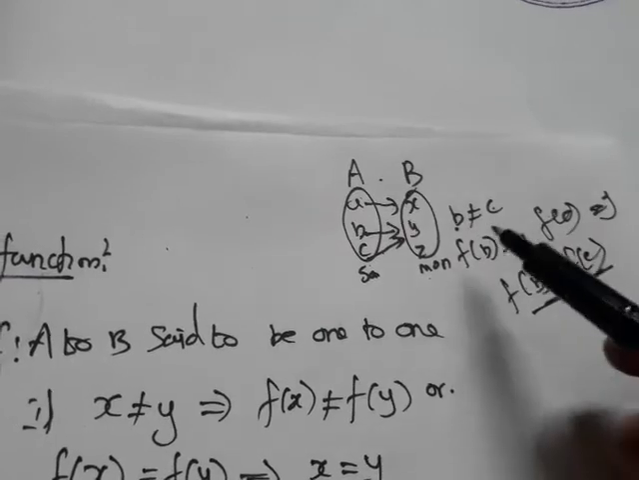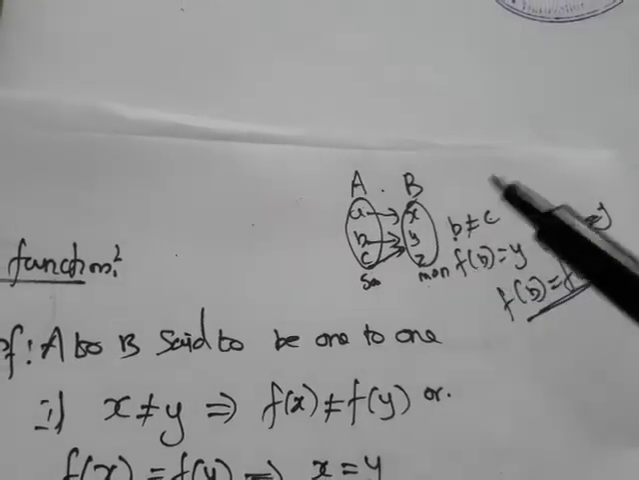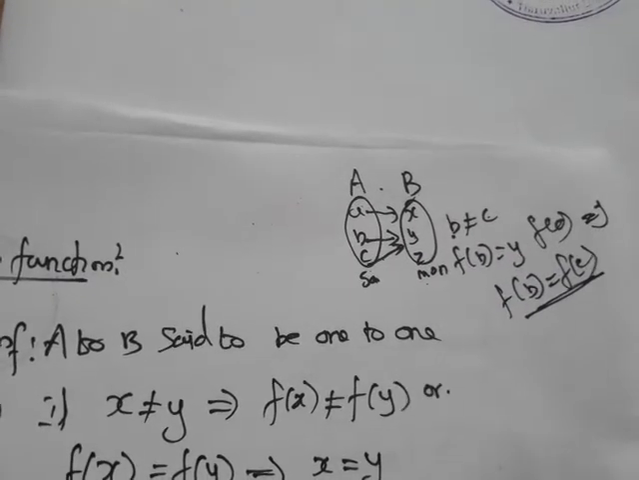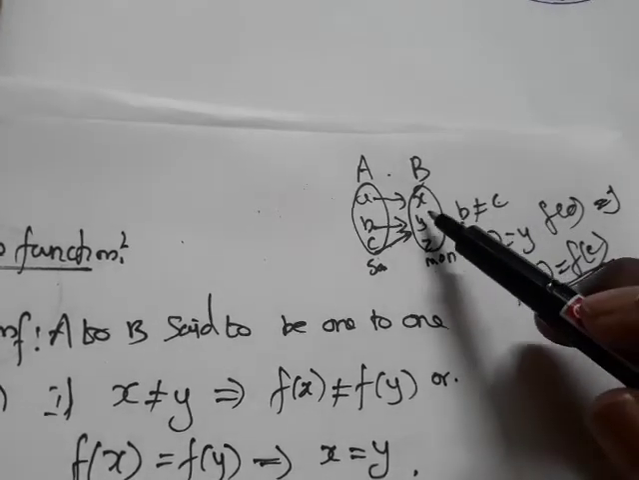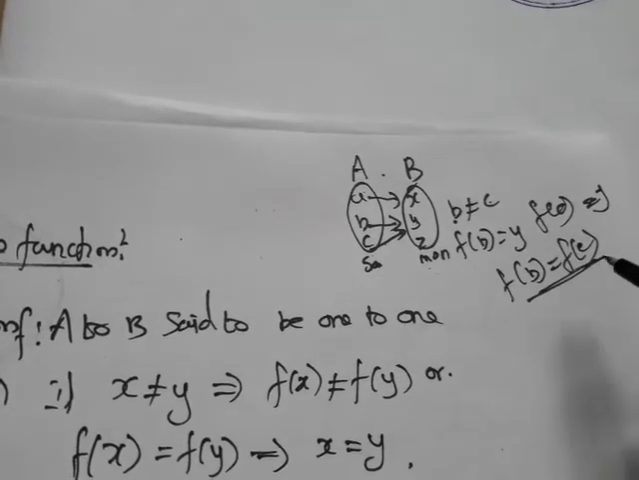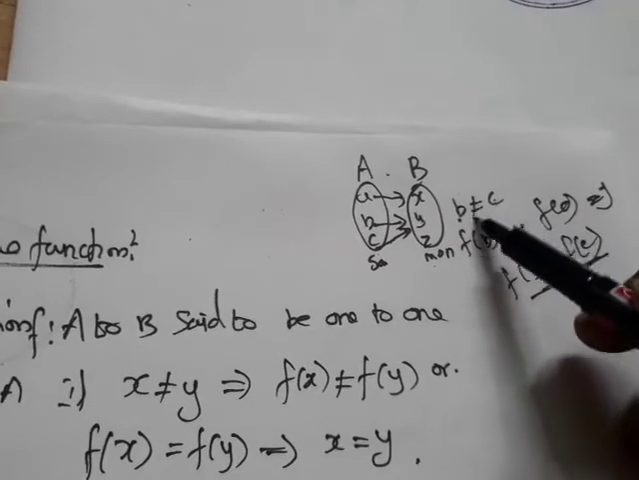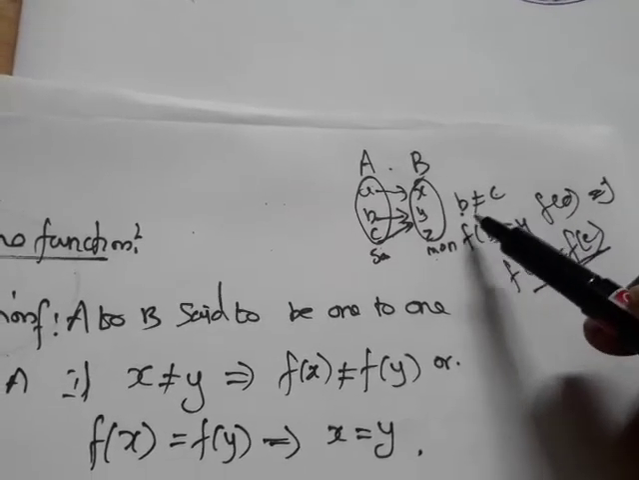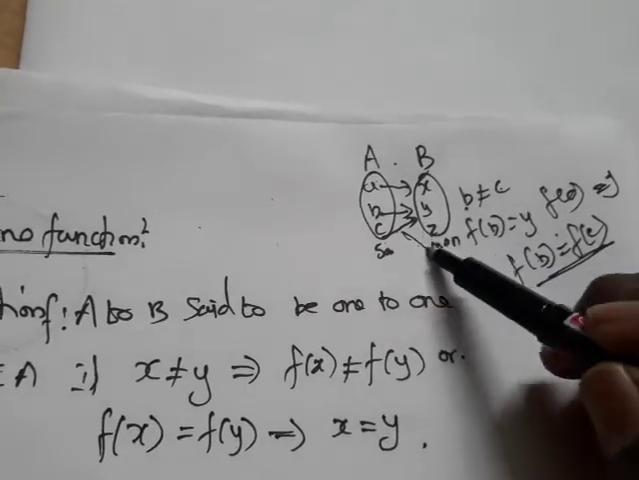And again I will tell, if two elements are different in a domain and the images are also different in the codomain, then only we say it is a one-to-one function. Different domain elements having different images in the codomain, then only we say it is a one-to-one function. This is quite an understandable explanation, I think. If the images are equal for different elements, then this is not a one-to-one function.